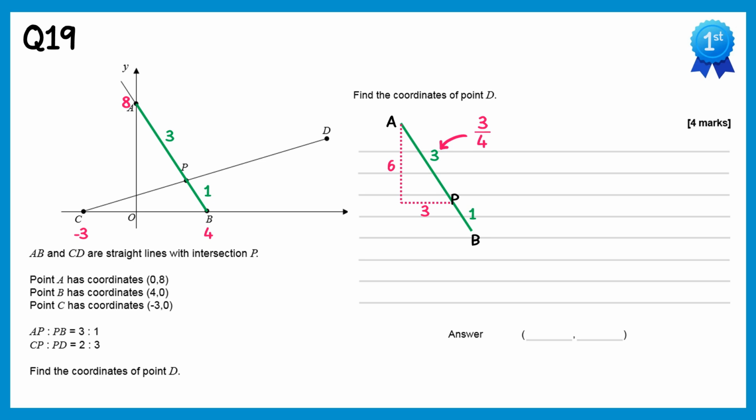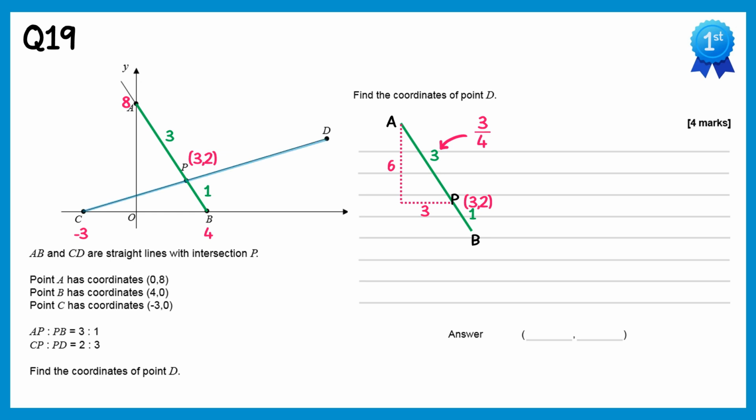We know the coordinates of A, that's 0, 8. If we go down 6, the y-coordinate goes down 6, so from 8 to 2, and if we go across 3, the x-coordinate goes up 3, so from 0 to 3. So the coordinates of P are 3, 2. We can write that on the diagram.